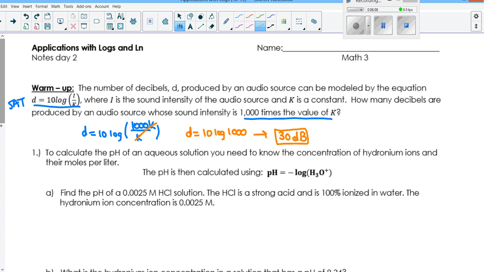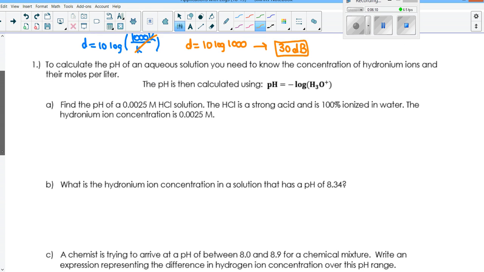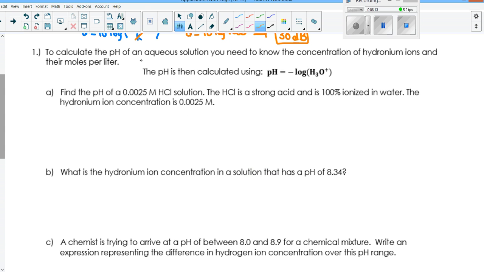Okay, so let's get into some new formulas. To calculate the pH of an aqueous solution, you need to know the concentration of hydrogen ions in moles per liter. pH has to do with your pools, like your water. The pH is then calculated using this equation. It says find the pH of a 0.0025 mole hydrogen concentration solution. The HCl is a strong acid and 100% ionized in water.